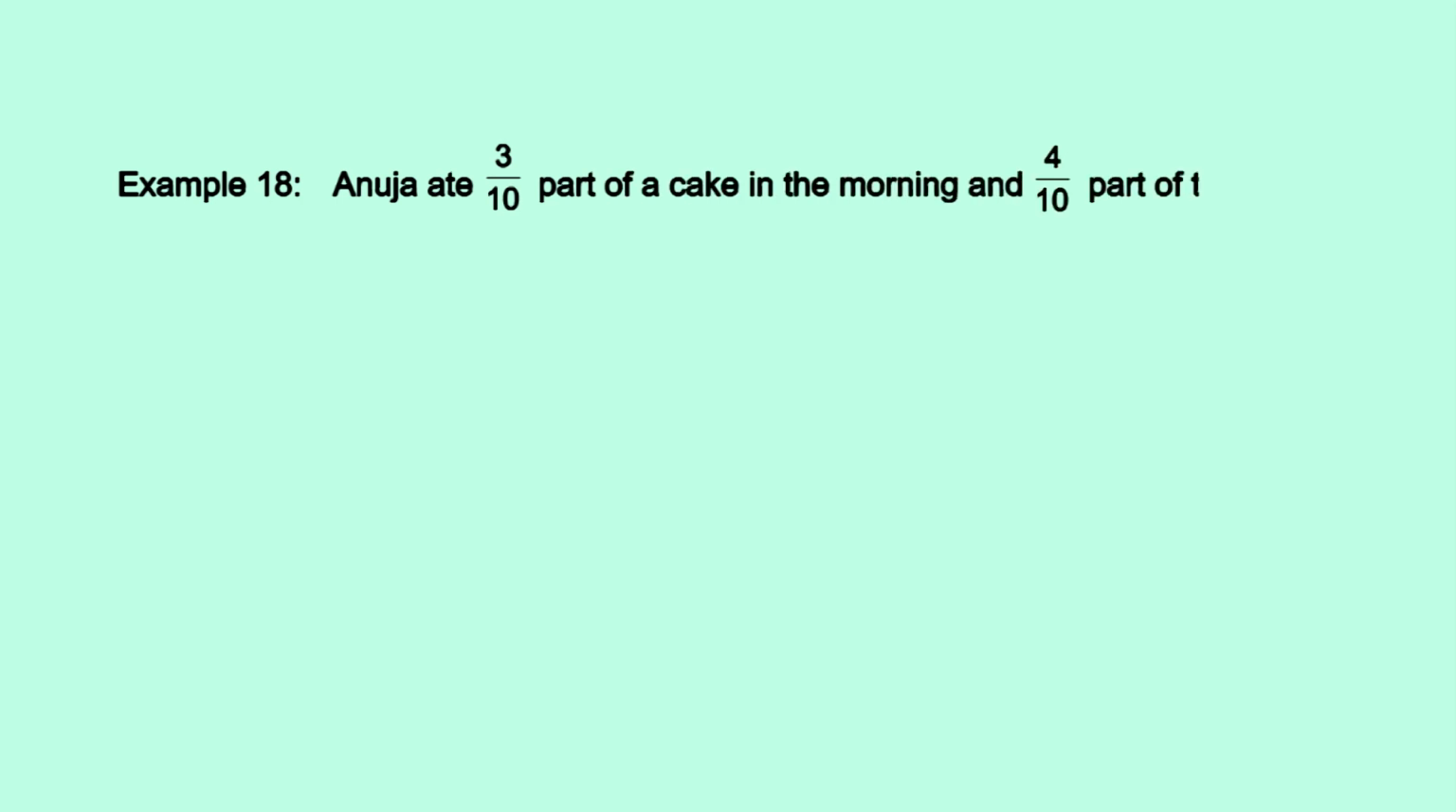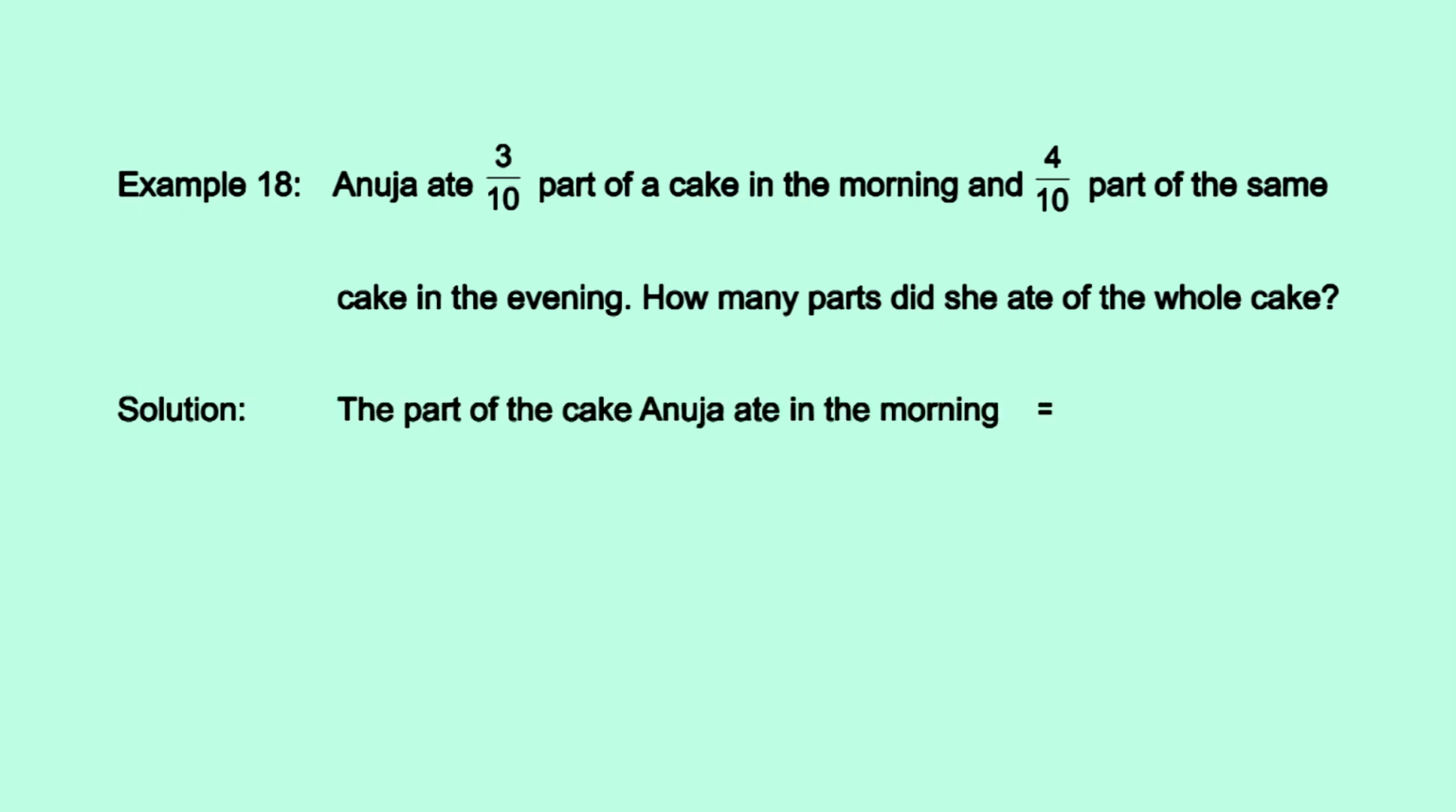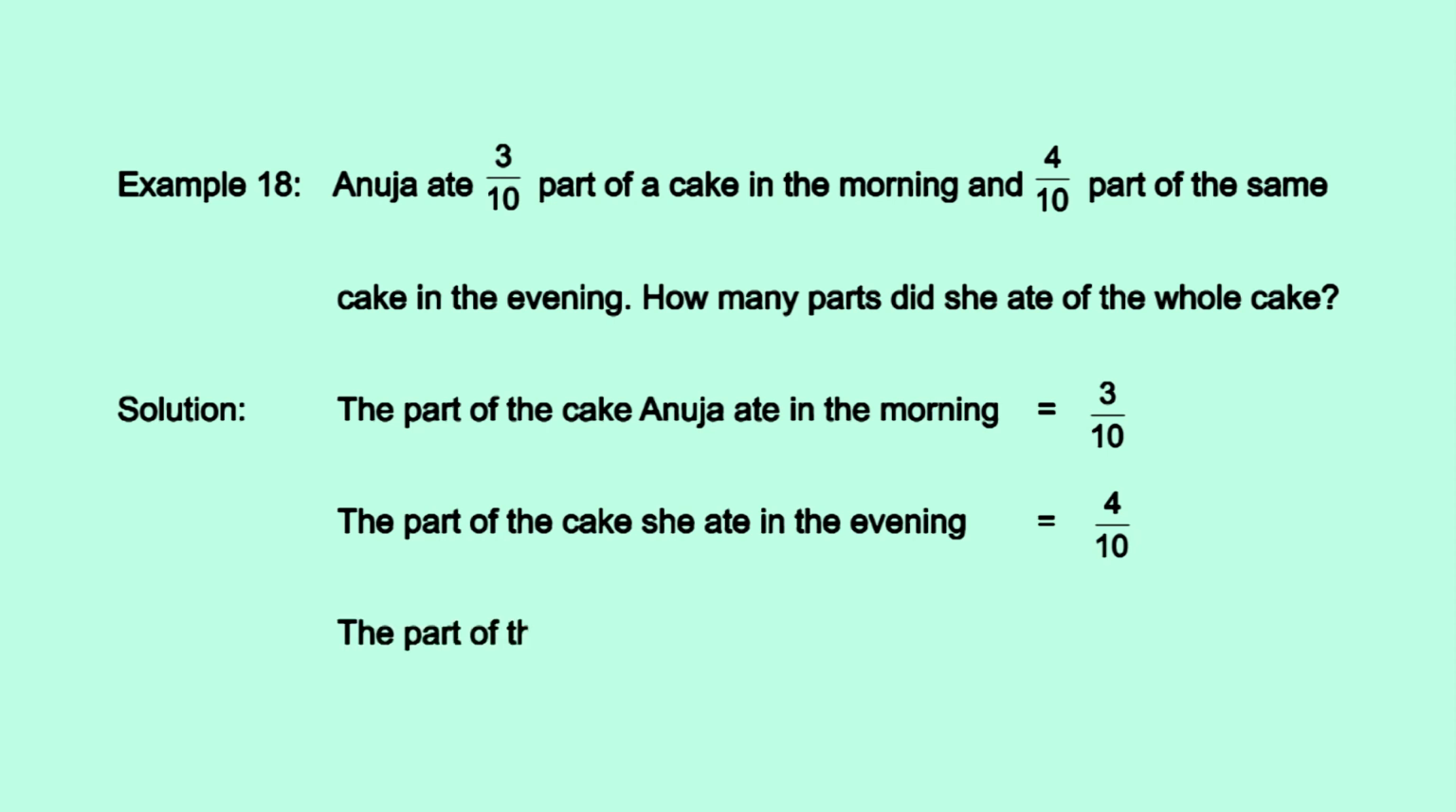Example 18. Anuja ate 3 by 10 part of the cake in the morning and 4 by 10 part of the same cake in the evening. How many parts did she eat of the whole cake? Solution. The part of the cake Anuja ate in the morning is equal to 3 by 10. The part of the cake she ate in the evening is equal to 4 by 10. The part of the cake she ate altogether is equal to 3 by 10 plus 4 by 10 is equal to 7 by 10.